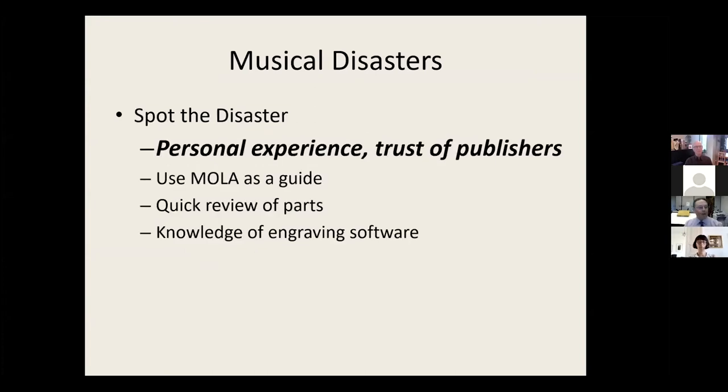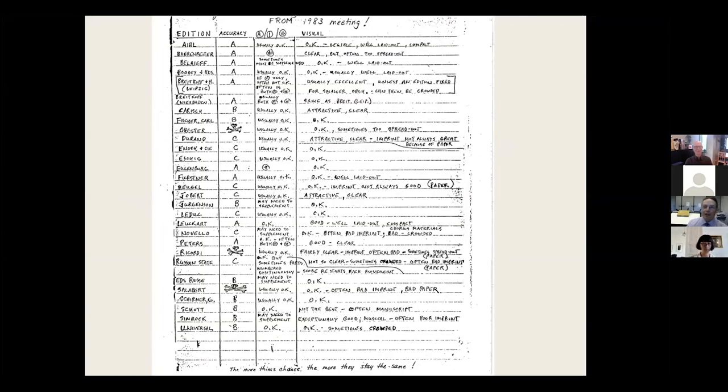And how do we spot a disaster? I would say use your personal experience and how accurate is the publisher? Do you trust their work? And this is a very subjective thing. This is, bear with me on this one, if there's any publishers watching, not an indictment. This is just something our folks in 1983 MOLA came up with just as a conversation piece. So I think what we kind of know today, that Baron Ryder and Breitkopf and Herdl and Boosey and Hawks, they put out some pretty good stuff. Well, Ricordi, if you've ever worked with the old Verdi operas, it's not so good.